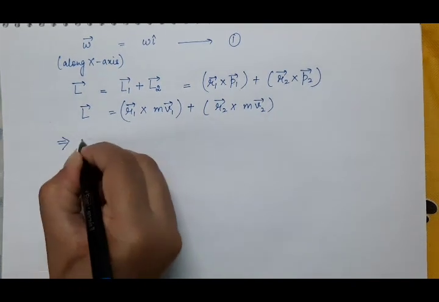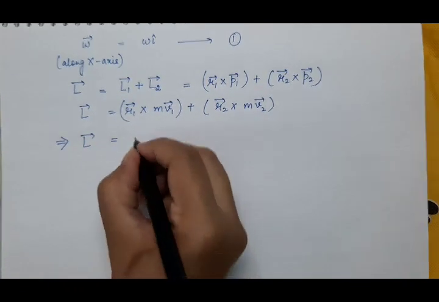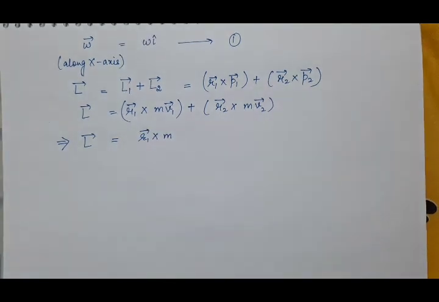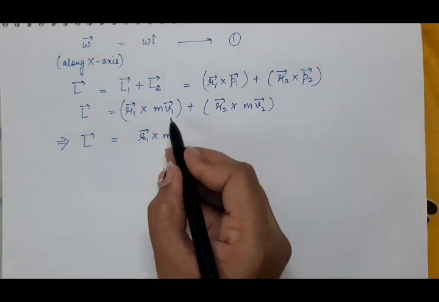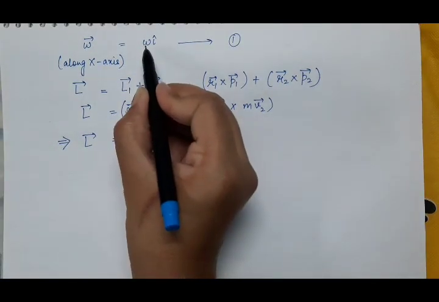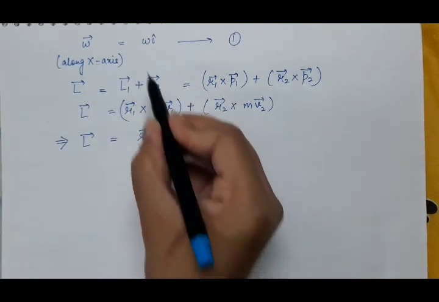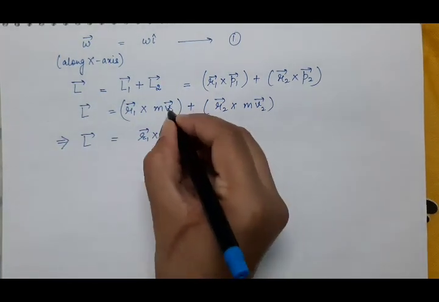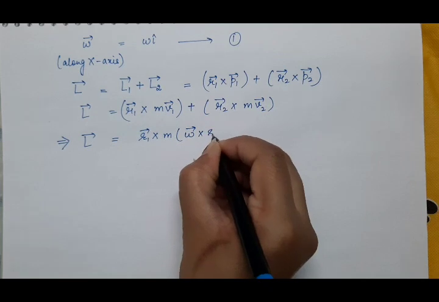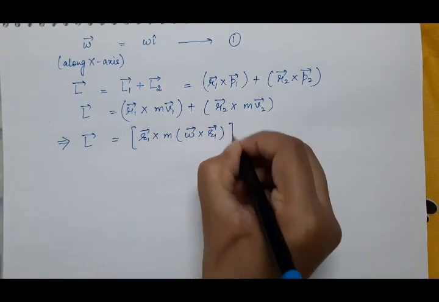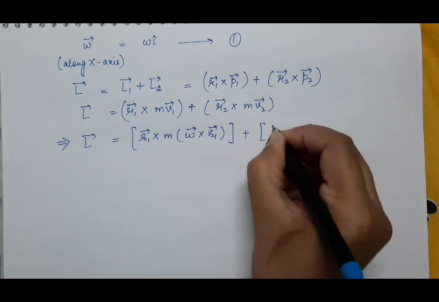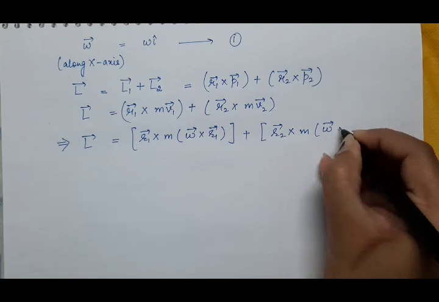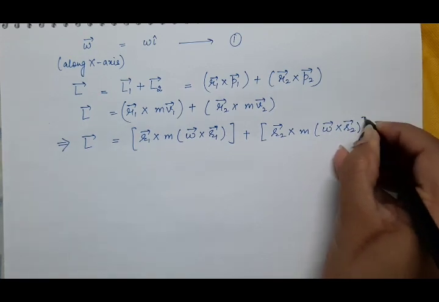So then the angular momentum of two particle rigid rotator will be R1 cross m. We know that if V1 is the linear velocity of the particle and omega is the angular velocity of the particle, then how are the two related? V1 will be equal to omega cross R1. So this V1 will be equal to omega cross R1 plus R2 vector cross product with m, and what will be the V2 vector? Its relation with omega will be omega cross R2 vector.